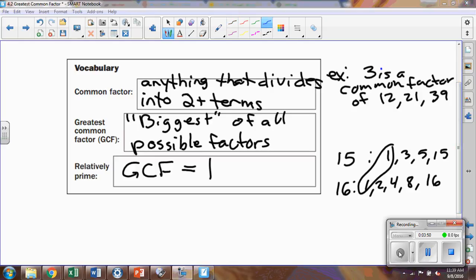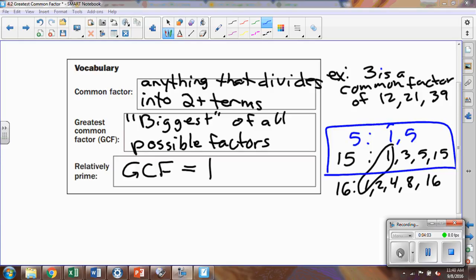That's exactly what it is. The greatest common factor is 1. When that happens, we call them relatively prime. Now, if we took 5, and here I'm going to look at 5 and 15, they have the common factor of 1 also. But they also have a second common factor of 5. The fact that there's something in common bigger than 1 means these are not relatively prime. And we'll come back and look at these with a little bit more detail as well.